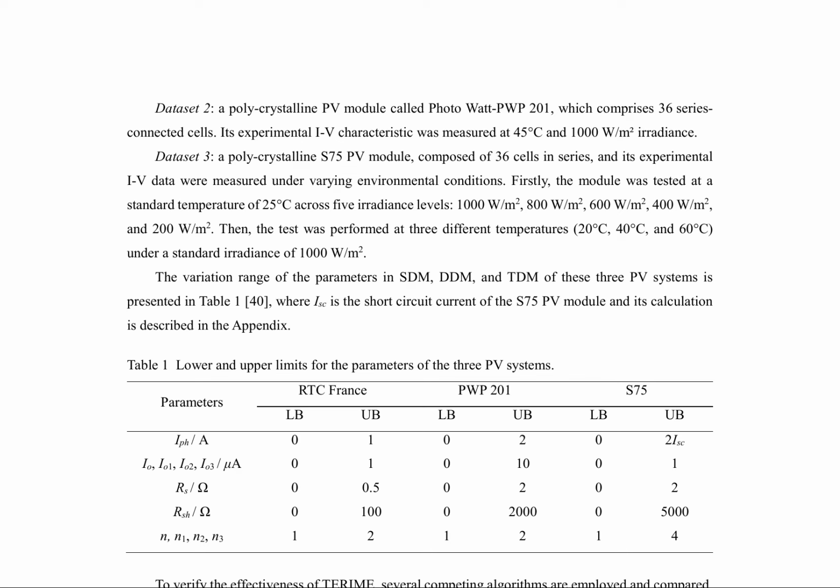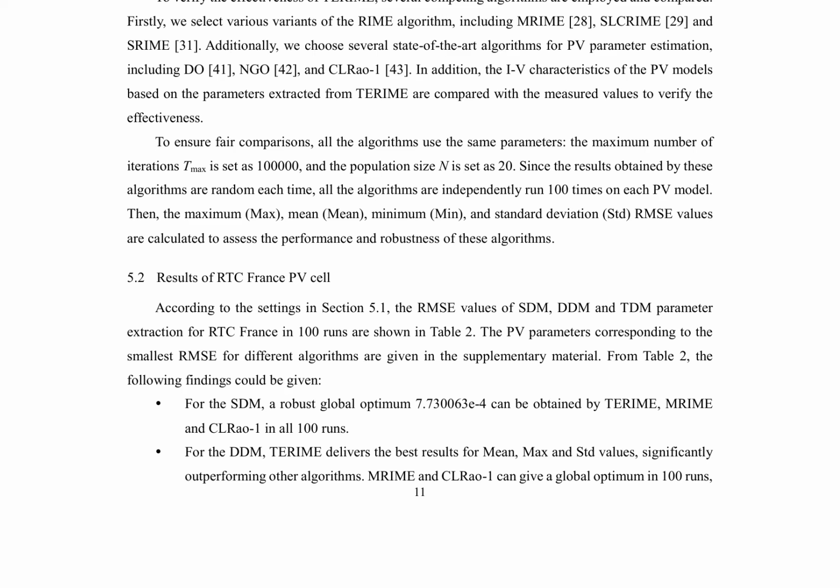Table 1 presents the variation range of parameters in the single-diode model, SDM, double-diode model, DDM, and triple-diode model, TDM, for the 3 PV systems. To validate TERIME's effectiveness, 6 competing algorithms are employed and compared: MRIME, SLCRIME, SRIME, DO, NGO, and CL-RAO1. Each algorithm is run 100 times on each PV model to account for random results. Maximum, mean, minimum, and standard deviation RMSE values are calculated to assess the performance and robustness of these algorithms.